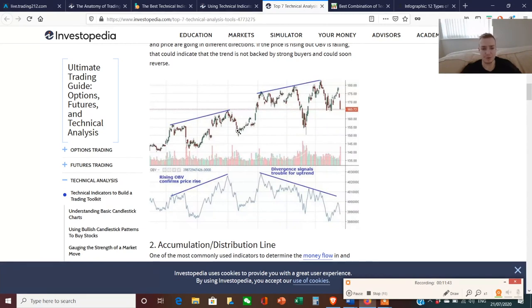So here it shows rising OBV confirms the price rise. So here you can see, as OBV is rising, the price is also rising there. And then for the divergence, here you see a divergence signal. So that means trouble for the uptrend.